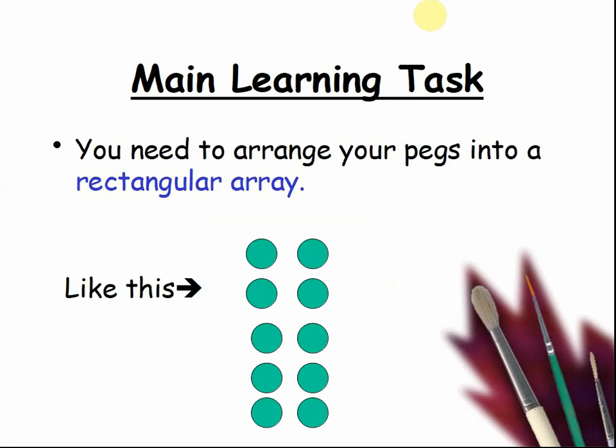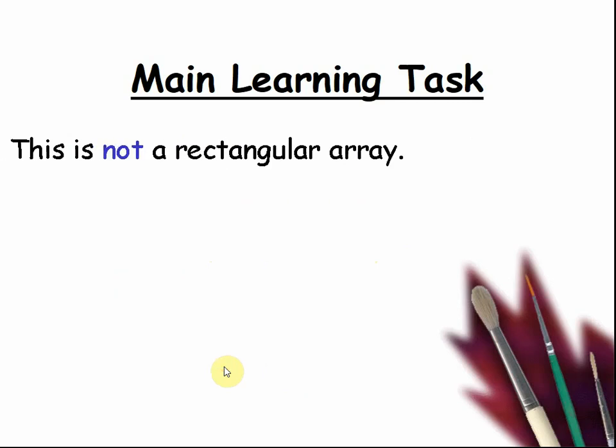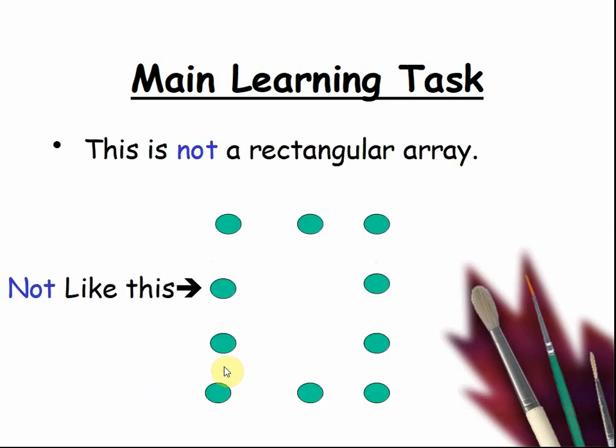You need to arrange your pegs into a rectangular array like this. So this one would be 2 times 5. So you would have 10 in a rectangular array. This is not a rectangular array.